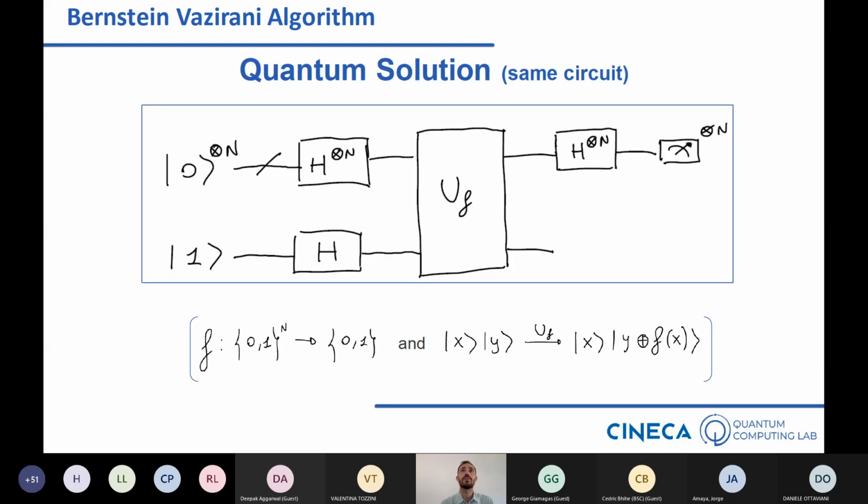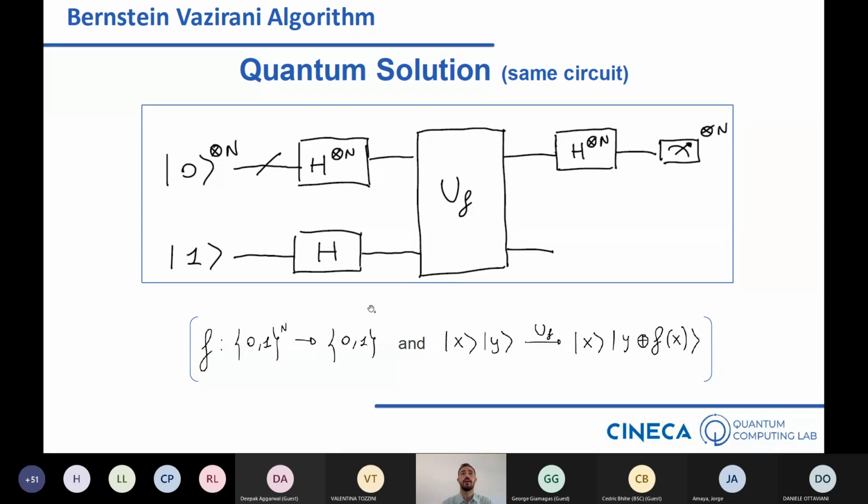So, the quantum solution. Bernstein-Vazirani came up with this circuit. This is exactly the same circuit that we have seen before for the Deutsch-Jozsa algorithm, but with a different U_f, of course. And so using the same circuit, you can also solve the problem of finding this string omega faster than you would classically. So the algorithm is basically the same.